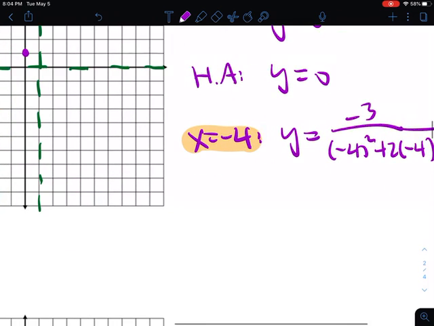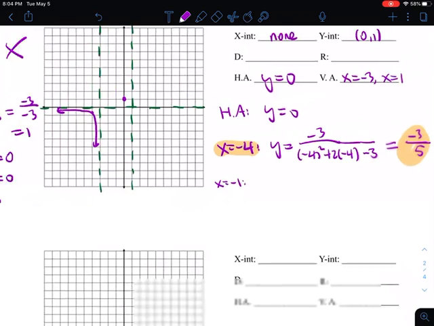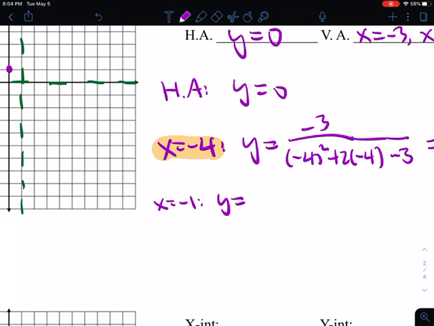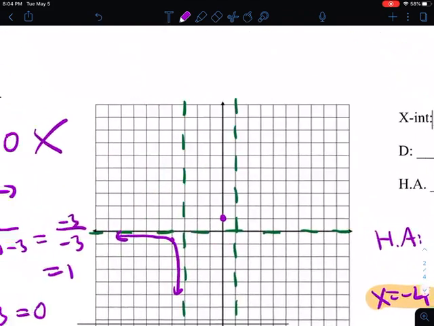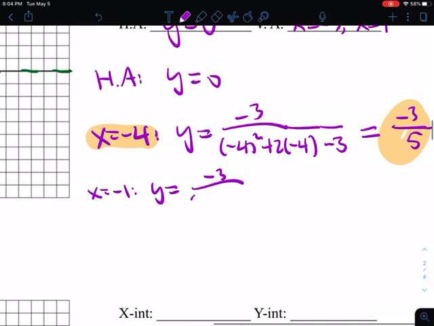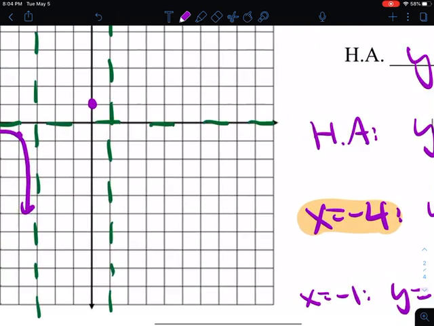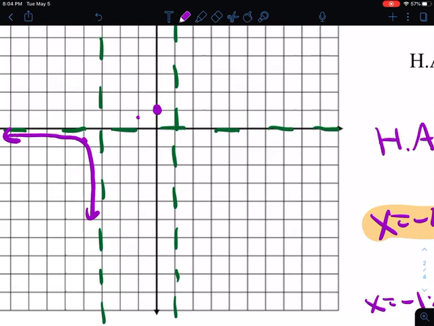Let's say I'll pick, so that's when x is 0, let's say I'll pick x is -1. And again, this might look like a lot of work, but if you have a calculator, I think this will be a lot quicker. So y is equal to -3 over x squared plus 2x minus 3. So again, -3 over, I get 1 minus 2. So that's -1 minus 3 is -4. So I get positive 3/4 or 0.75. So when x is -1, I get 0.75.